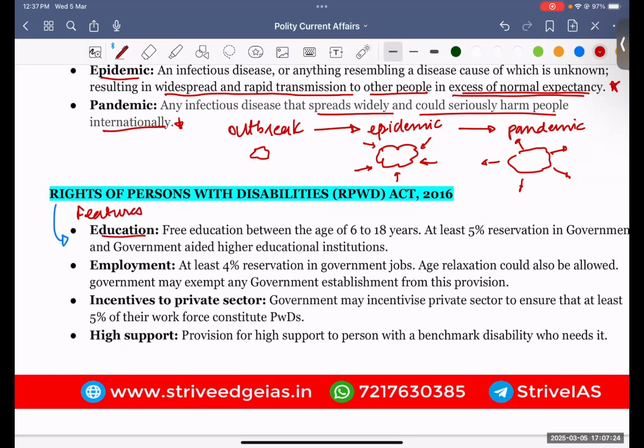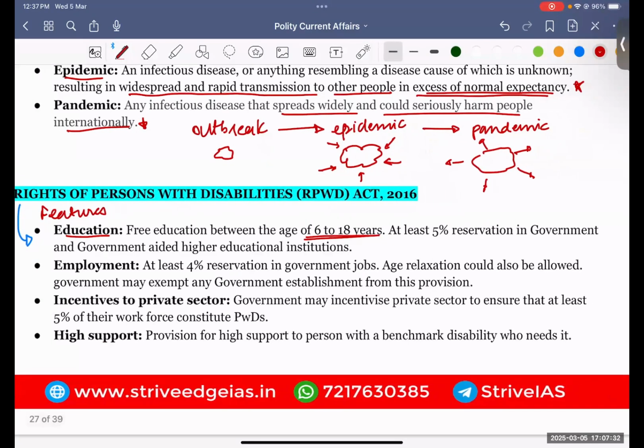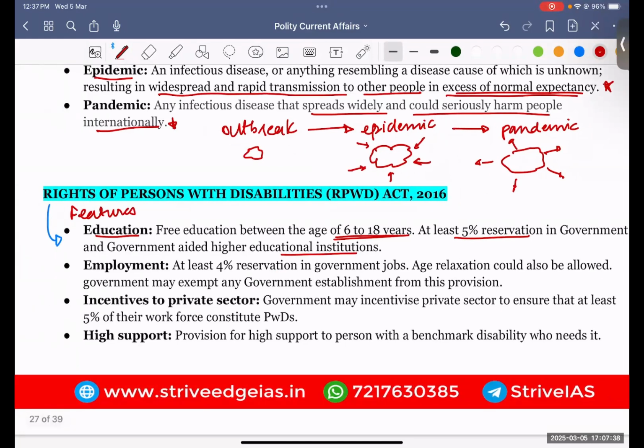In terms of education, free education between the ages of 16 to 18 years, and at least 5% reservation in government and government aided higher educational institutions. Then in case of employment, at least 4% reservation in government jobs. Age relaxation could also be allowed. Government may exempt any government establishment from this provision, so the exception also can be decided by the government.